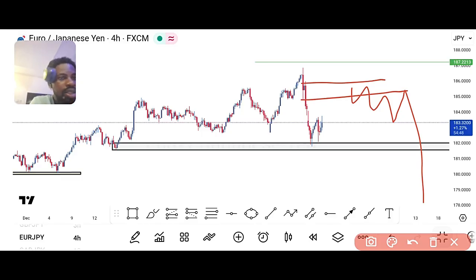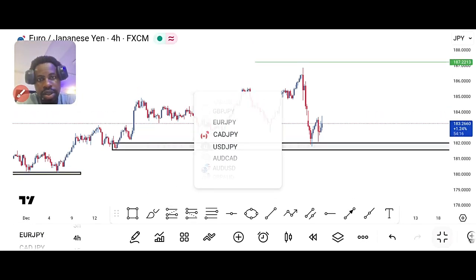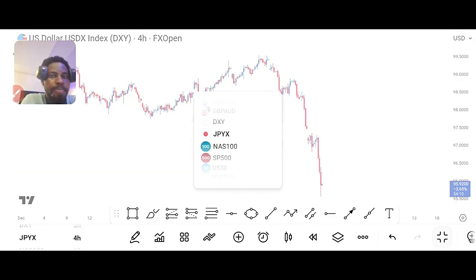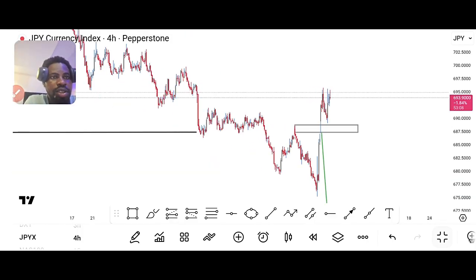All right, so similar on USDJPY as well. I actually analyze the JPYX, that's just like the DXY. When you want to analyze the USD, you analyze the DXY. So if you want to analyze JPY, you analyze the JPYX. You can see the analysis I dropped in the group on Monday or so. Let me just see if I can see it here. So yeah, this is the JPYX.